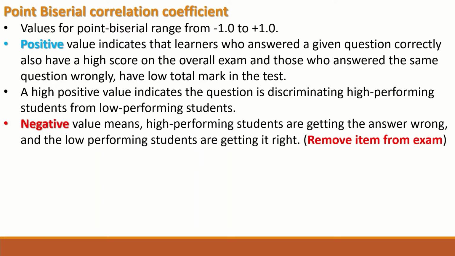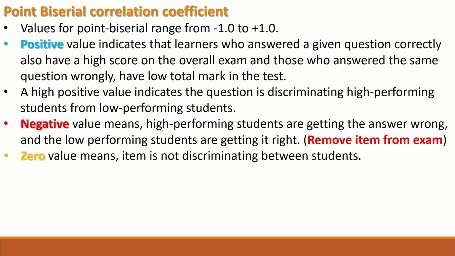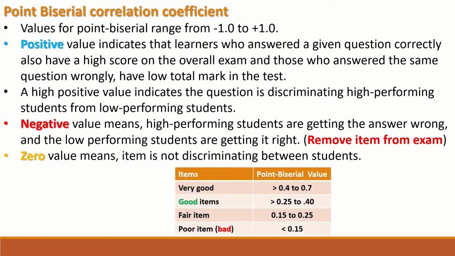A negative coefficient value means high performing students are getting the answer wrong and low performing students are getting it right. In this case, remove the question from the exam paper. However, if the coefficient value is 0, that means the item or the question is not discriminating between students, so it is worth changing or modifying it.